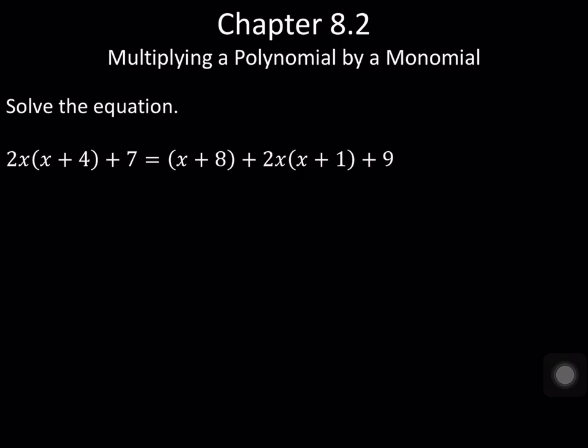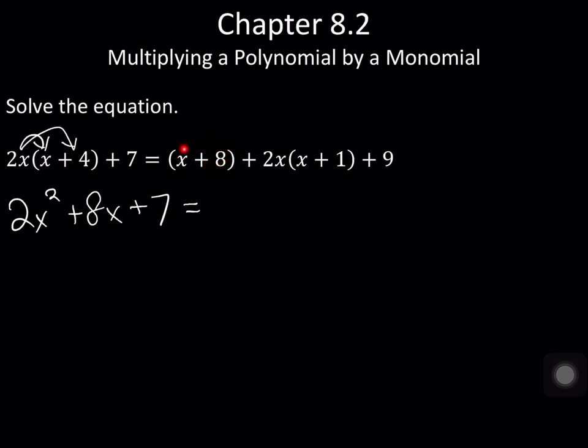Okay, so distribution on the left, 2x times x, 2x squared, 2x times 4, positive 8x. The 7 is outside the parentheses, so nothing happens to it. All right, so 2x squared plus 8x plus 7 equals, and then everything on the left side of this equation is simplified. Nothing else can be combined. Nothing else needs to be distributed. Okay, so let's move on to the right-hand side.